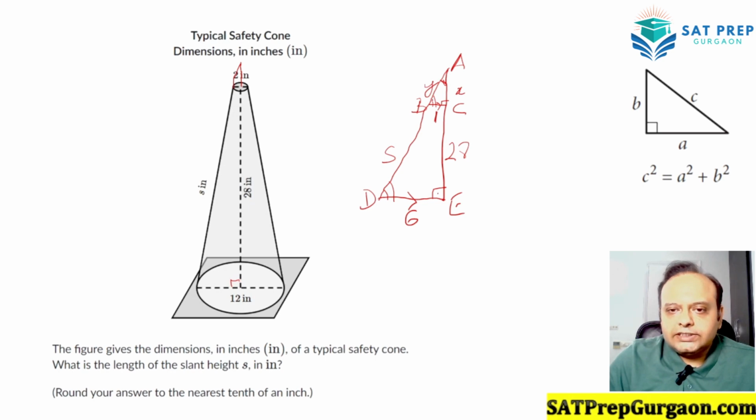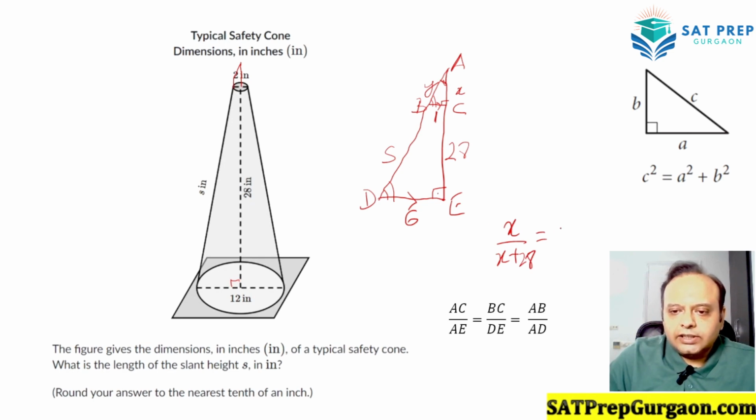The side opposite this angle is X here. It's X plus 28 here. So X by X plus 28 will be the same as, opposite this angle, 1 in the smaller triangle and 6 in the larger triangle, so 1 by 6. And it will be the same as, if you look at the 90 degree angle, Y in the smaller triangle and Y plus S is the hypotenuse for the larger triangle.